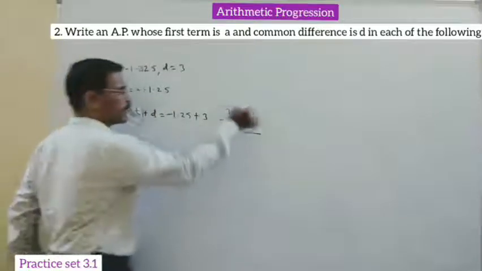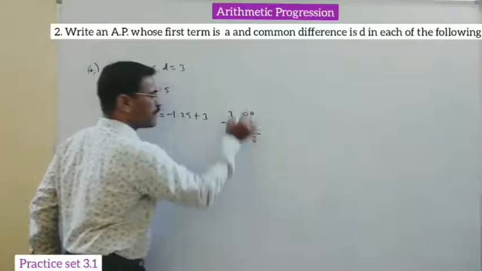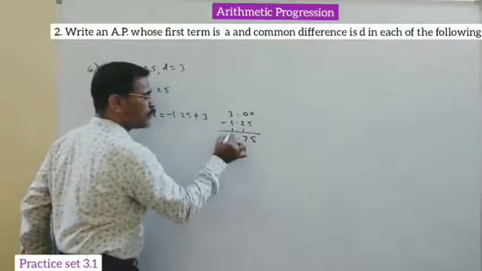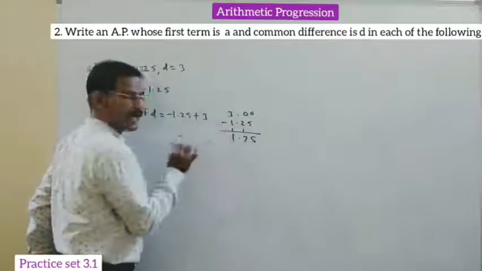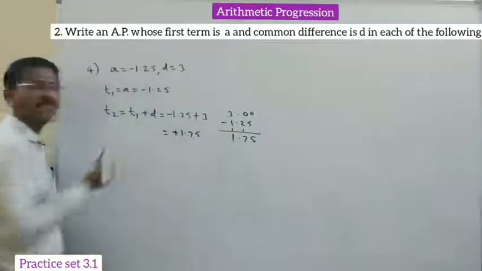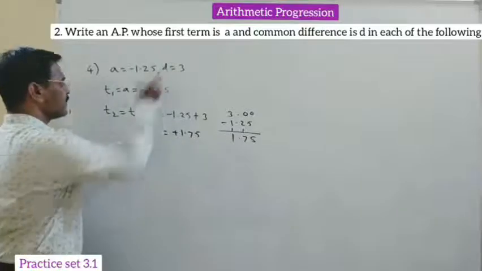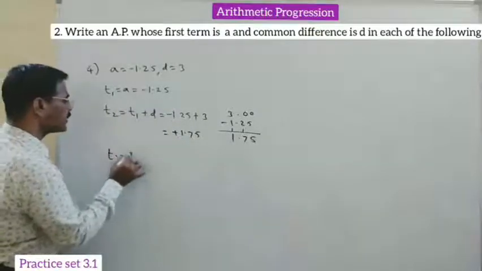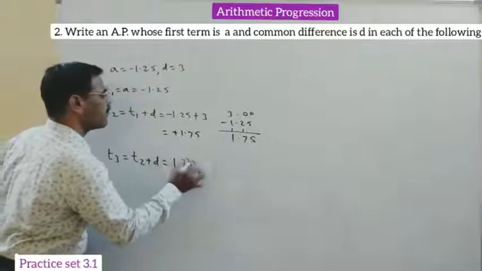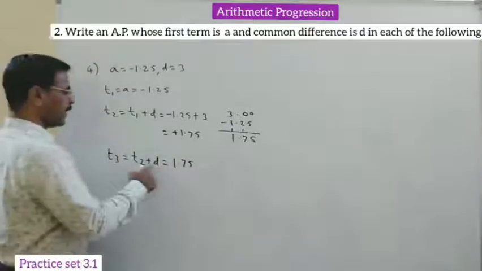Okay, friends. Now 10 minus 5, it is 5, carry 1. 10 minus 3, it is 7, carry 1. 3 minus 2, it is 1. And give the greater number's sign, that is plus. So plus 1.75. Like this we can solve. Okay, afterwards, one more. That is T3 is equal to T2 plus D. T2, which we just found, is 1.75. And what about D?